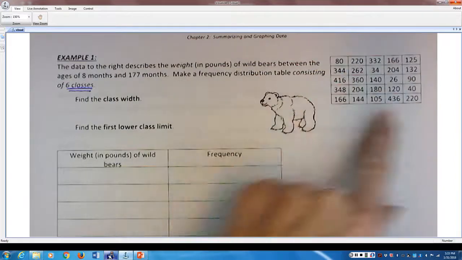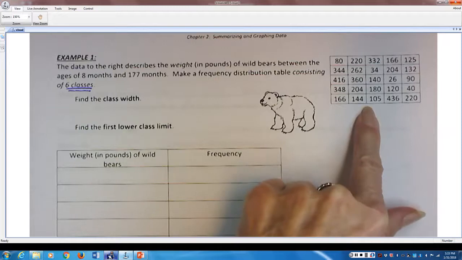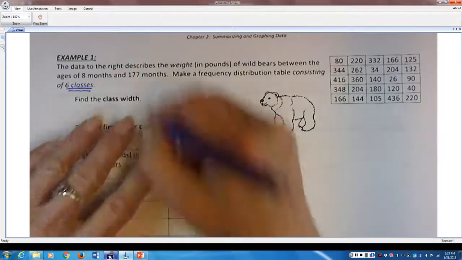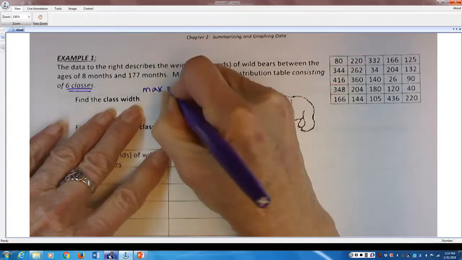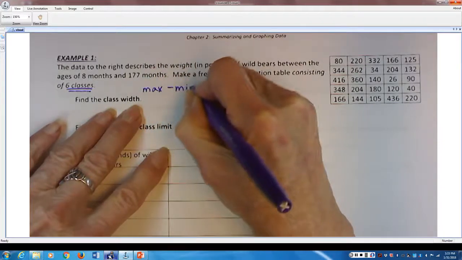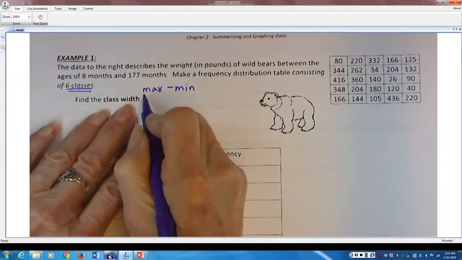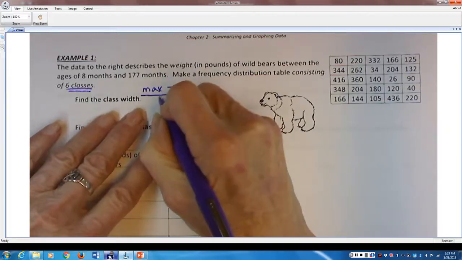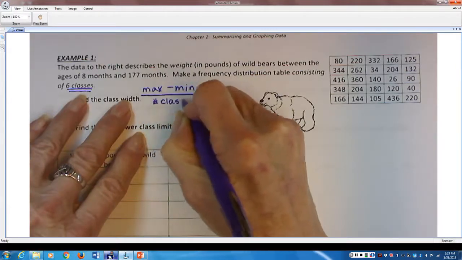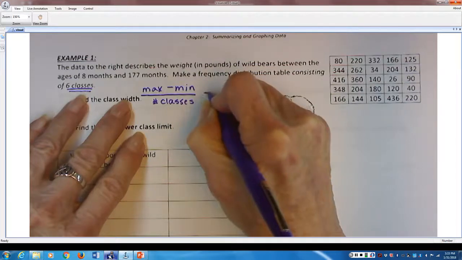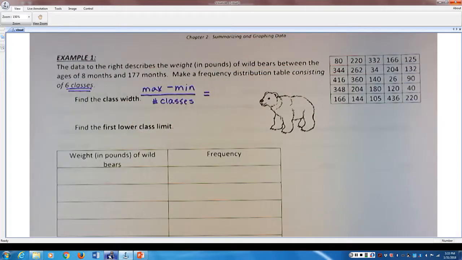Then we have to also look at the data, and we need to determine the class width by taking the maximum weight of a bear in our group minus the minimum weight of the bears in our group, and we're going to divide it by the number of classes. So our calculations are going to require that we find the littlest bear in the group and we find the biggest bear in the group, subtract those two, and divide by 6.